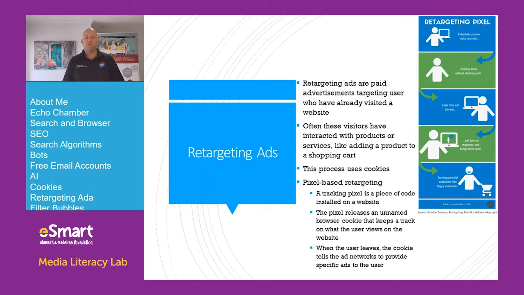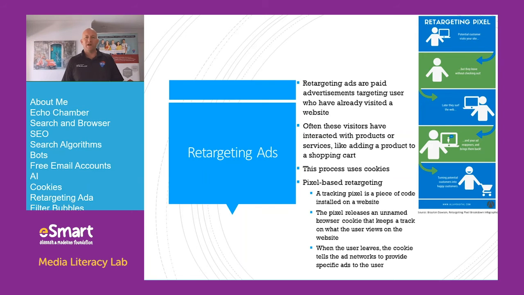A tracking pixel is a piece of code installed on a website. The pixel releases an unnamed browser cookie that keeps a track on what the user views on the website. When the user leaves, the cookie tells the ad networks to provide specific ads to the user. So you can see that you are being tracked when you're visiting websites, and that is all to do with advertising.